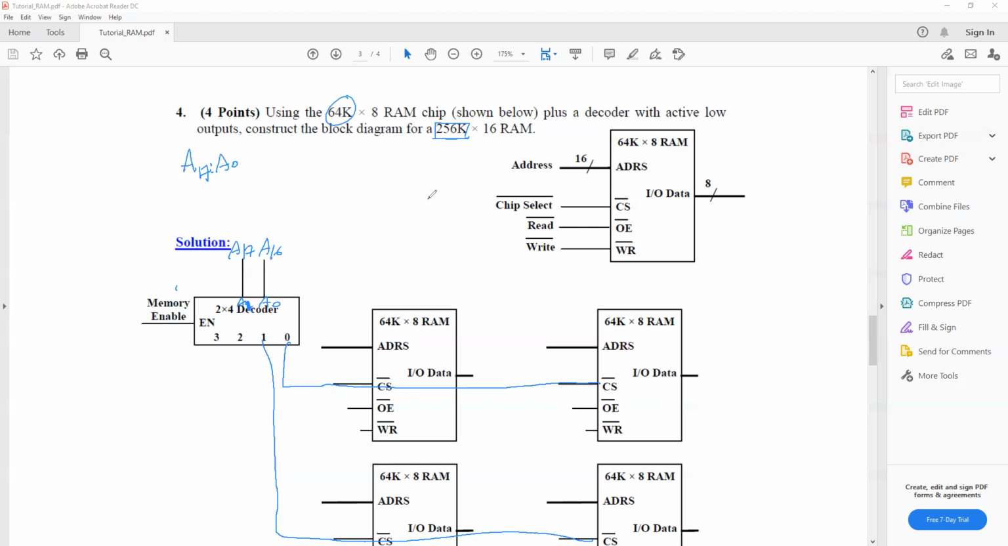يبقى عندنا باقي الادرس، اللي هو from A15 up to A0. You route these into all the address bits, or address lines, that you have. هذه الادرس and so on for the remaining 4 lines. طيب we connected the address, we connected chip select.